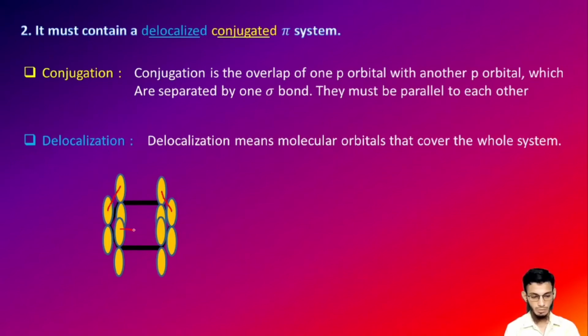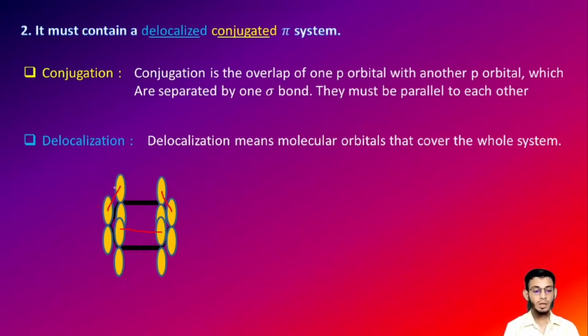Okay, and also remember the remaining is the pi bond. So you can see that pi bonds are delocalized. Why? Due to the conjugation, and conjugation means simply overlap. But here you can see the p orbitals are separated by one sigma bond. So this p orbital and this p orbital also make the bond with another p orbital, and they are also parallel to each other.